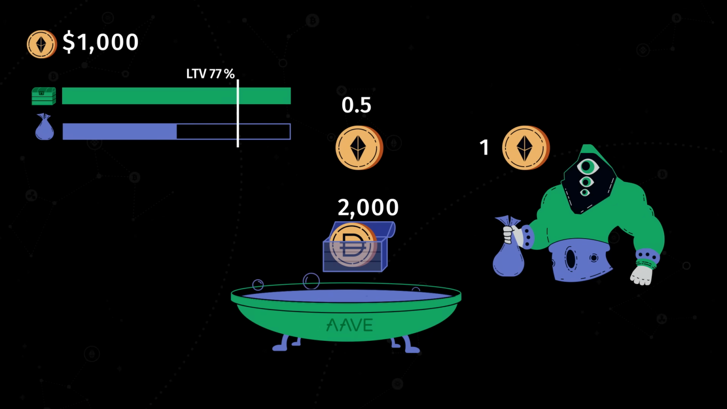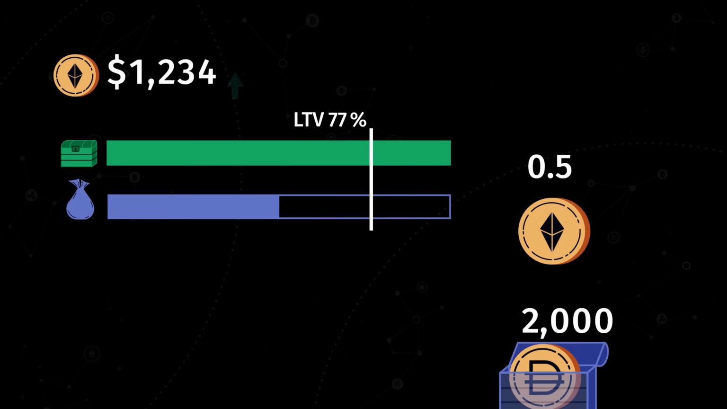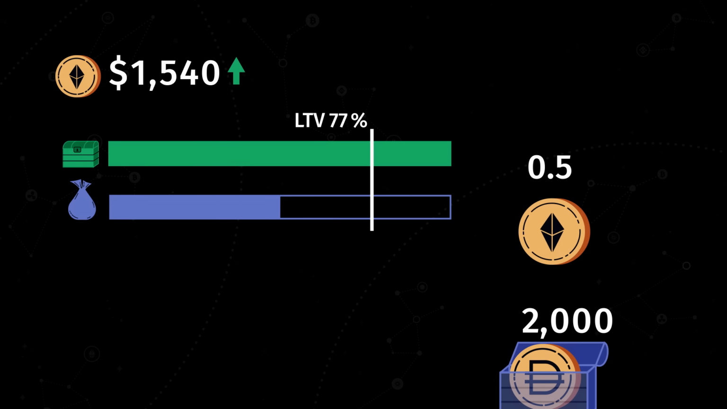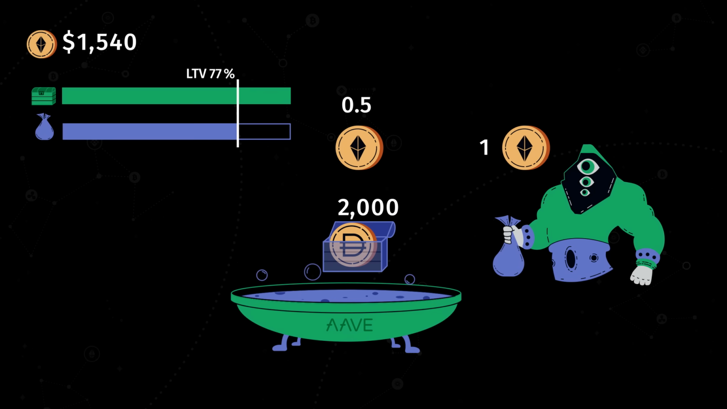But what if ETH goes up in value? Imagine that the price of ETH grows over $1,500. Bob has reached his maximum LTV and can no longer borrow anything with his collateral. ETH has risen even further and is approaching $1,800. Bob's position may soon reach the liquidation threshold.